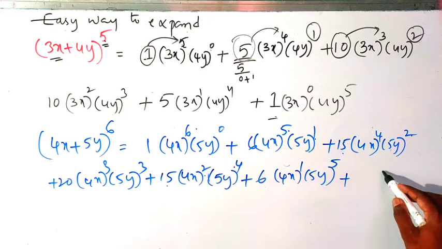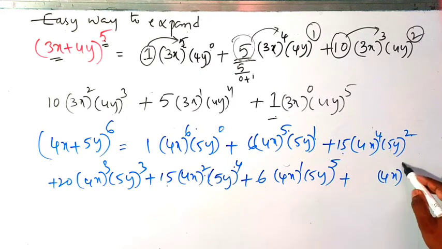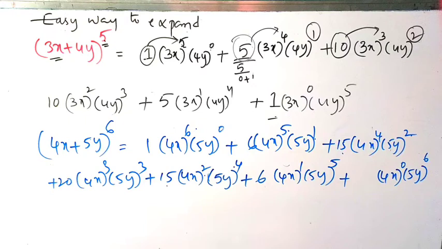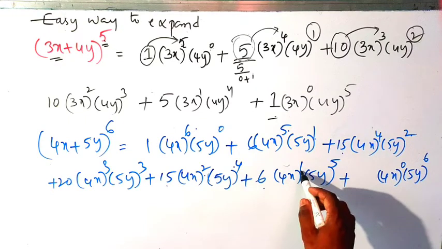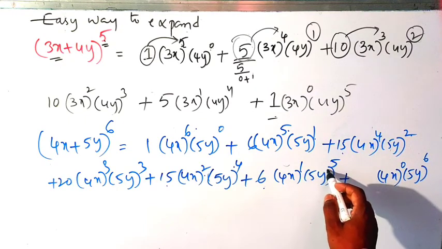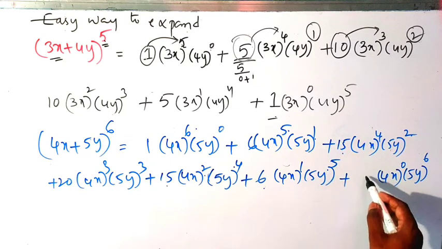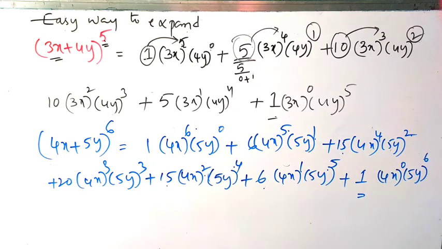So how to get here? 4x whole power of 0, 5y whole power of 6. So 6 into 1. 6 by 5 plus 1 is nothing but 6. 6 by 6 is nothing but 1. So this is the expansion of 4x plus 5y whole power of 6. Clear? Then after simplify this one, we get the answer.